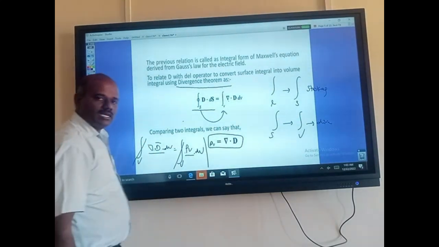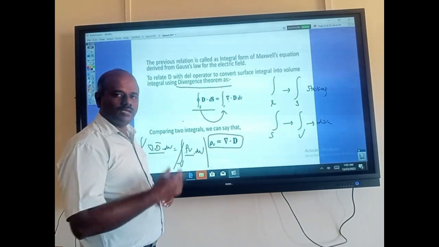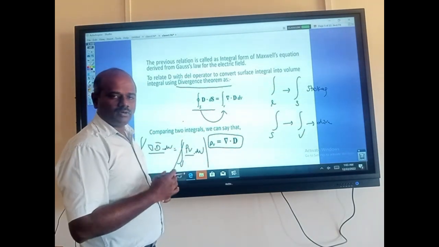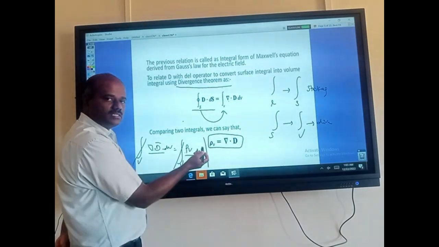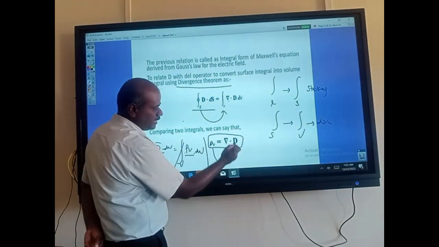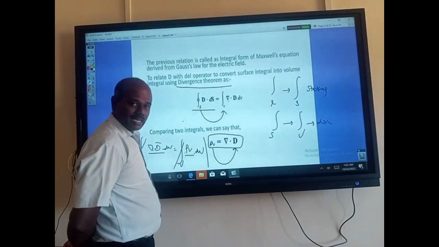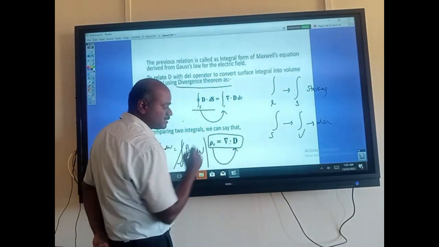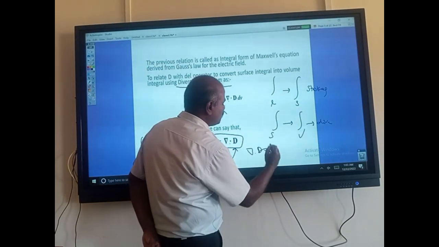Already I said the integral form of Maxwell's equations explains the cause and effect. The differential form of Maxwell's equations explains the nature of the field. So what is the meaning of this equation? Rho v is a volume charge. What can it create? It can create electric flux lines, and they have divergence nature. So divergence of D equals rho v.